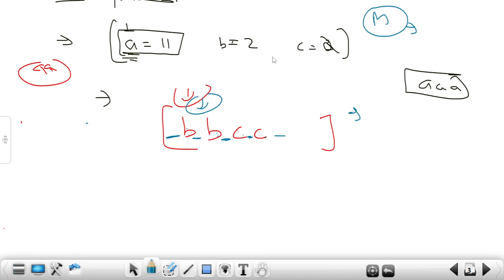So what is the value of m? The value of m is simply going to be b plus c. Okay, now how many places are here? If there are four, like the length is 4, the value of m is 4, then m plus 1 places are there.